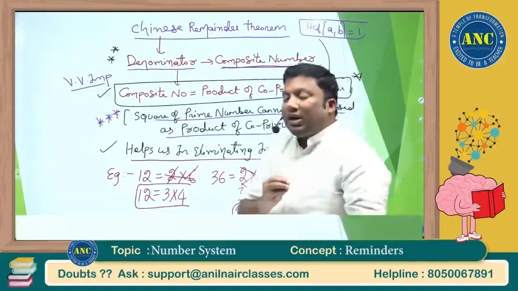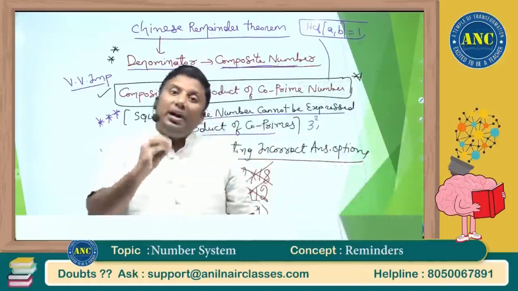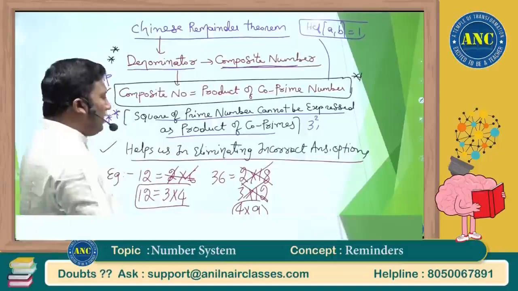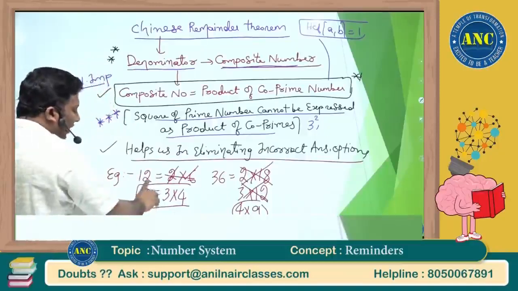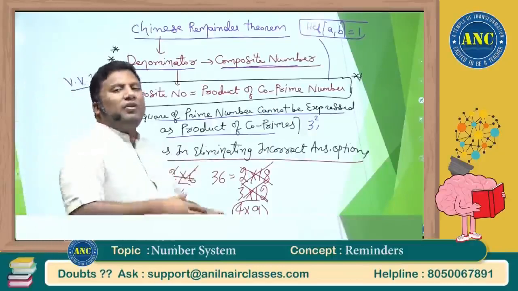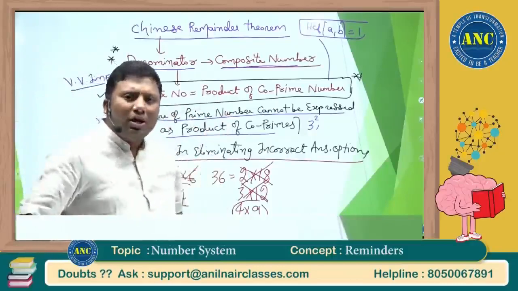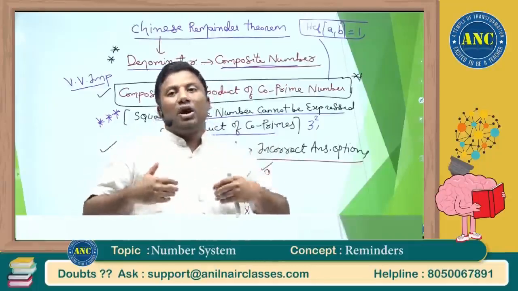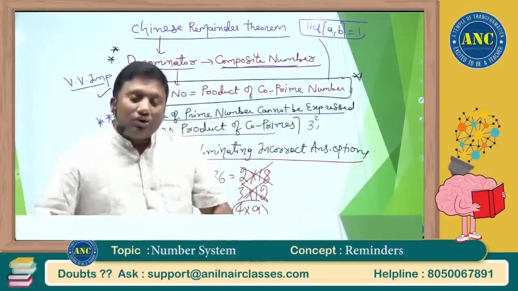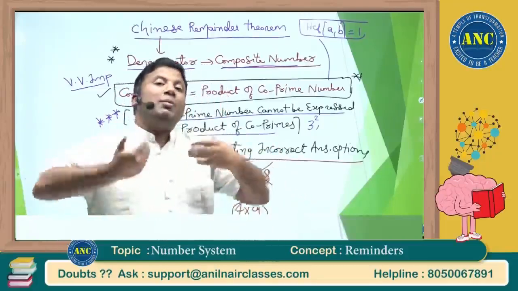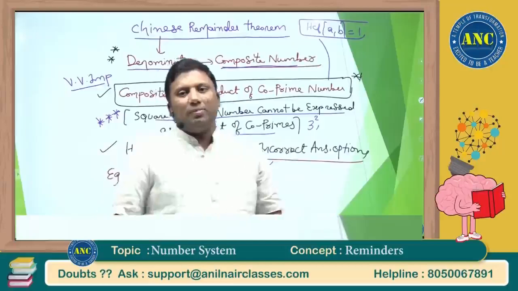I hope you got an idea how you should split the number as a product of factors. This is what we did in our 4th class textbook. What is the divisibility rule of 6? It is the divisibility rule of 2 and 3. So we used the Chinese remainder theorem, but we did not know that the name of the theorem is Chinese remainder.